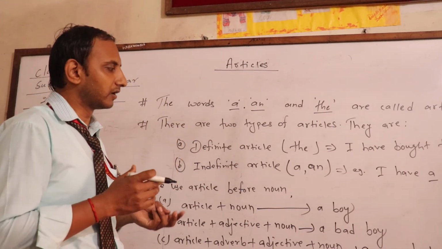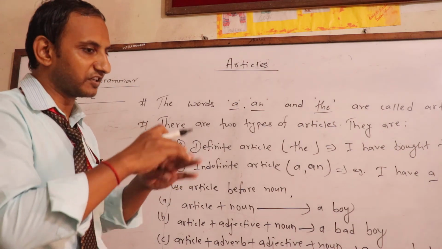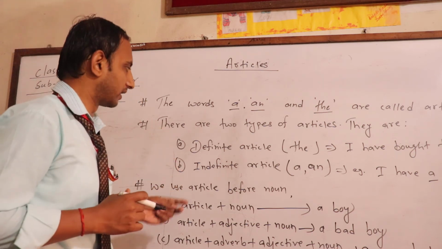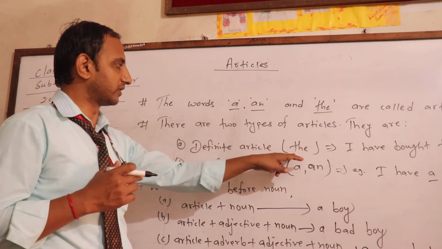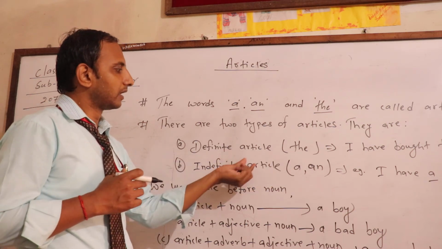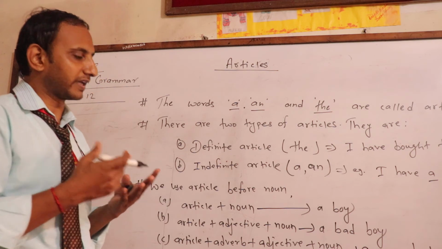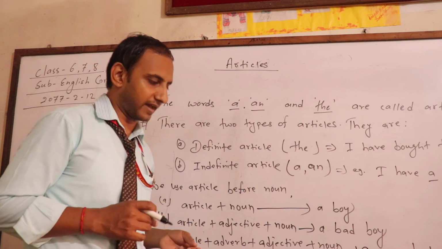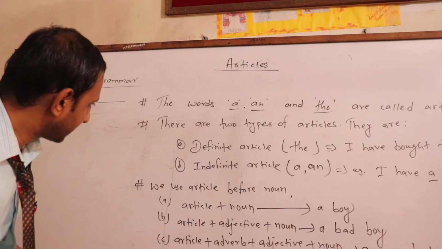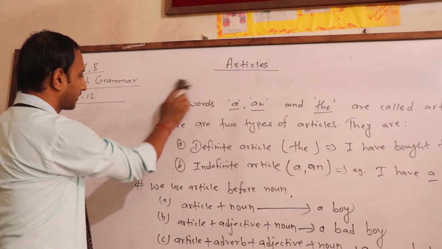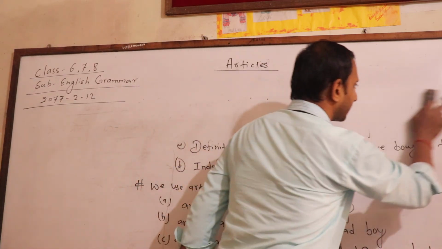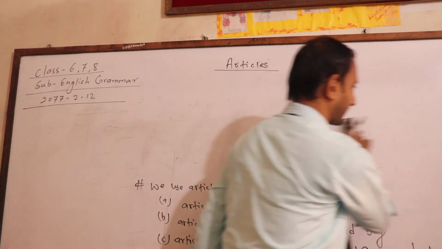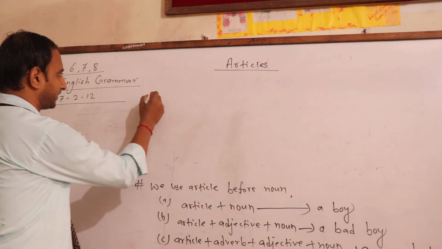We can use the definite article in a special position, when something is unique, when something is special, or when something is fixed, or when we are talking about things that are a single piece in this world. In those things we use the article the. And indefinite article means when we have to talk about anything in general, then we use the indefinite article a or an. Okay, so after this, let's see.